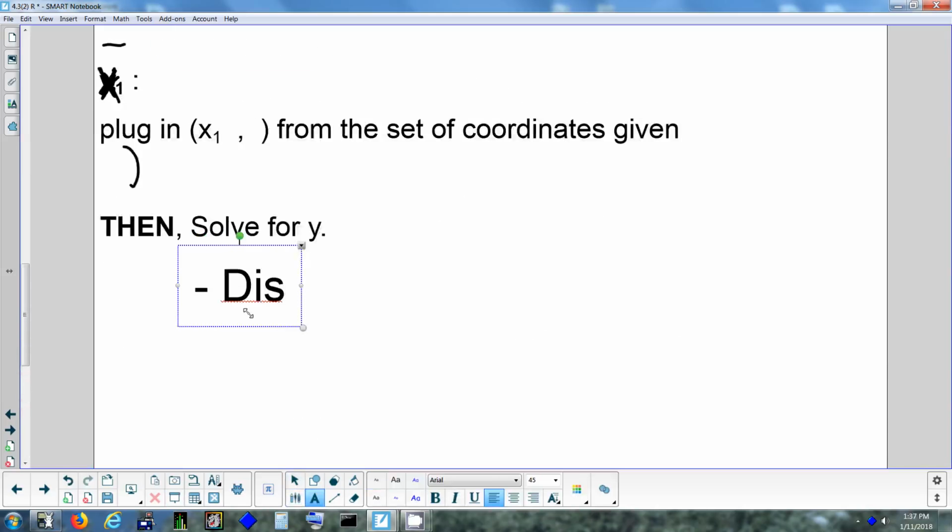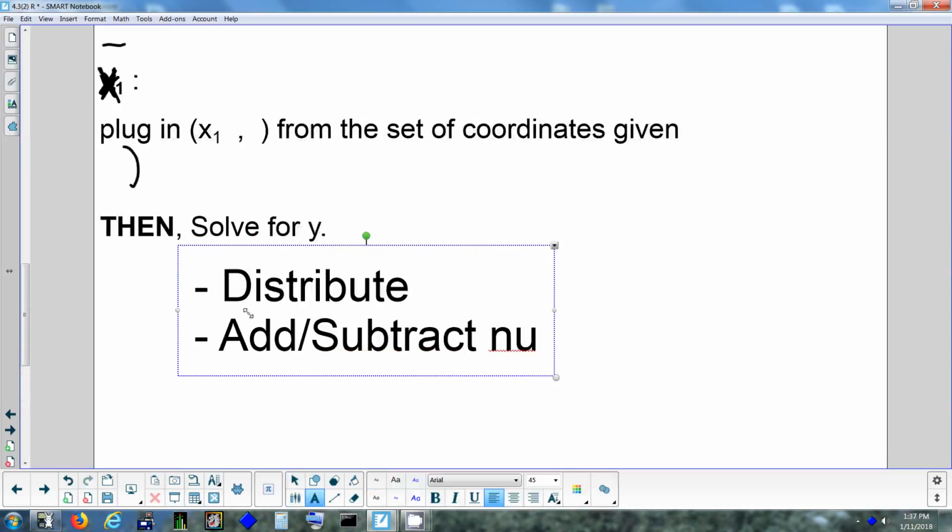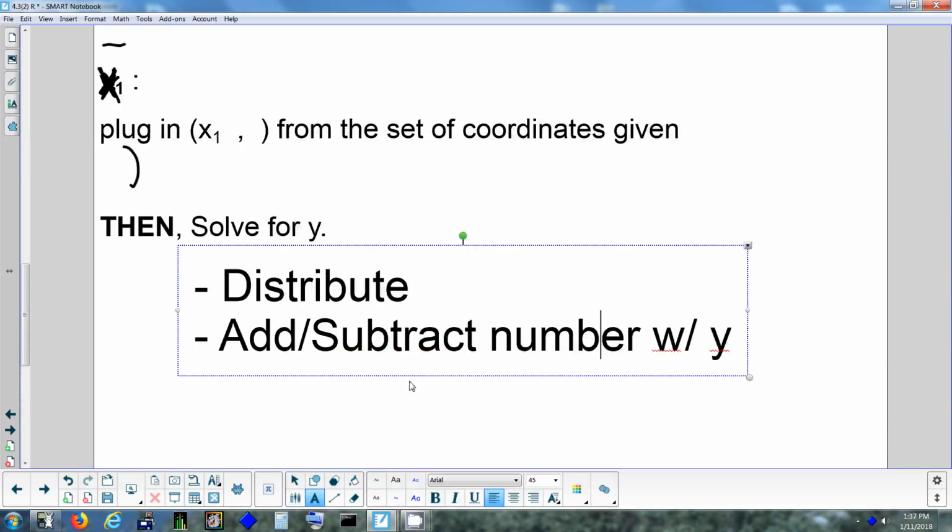Okay. We're going to distribute, right? So we'll multiply. Alright? Then after that, what will we do? It depends. Add or subtract. What, Joe? The number that's on the same side as y. The number that's to the right of y, or on the same side of the equal sign as y. That's where you want to add or subtract, depending on what sign is there.